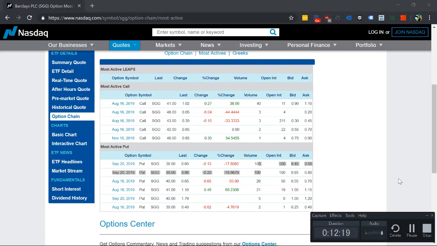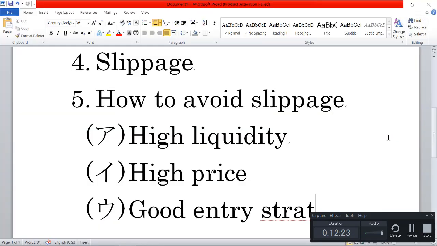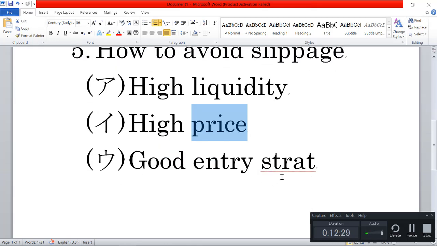And that's it for now. In sum, avoid slippage when trading options by choosing stocks with high liquidity, high price, and using a good entry strat.